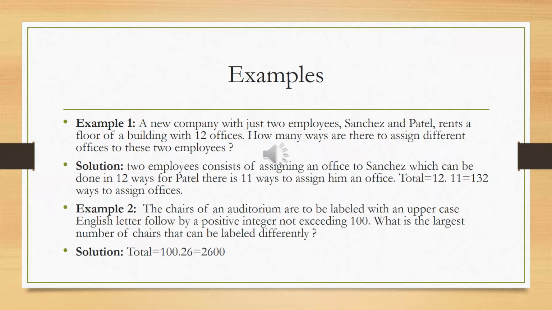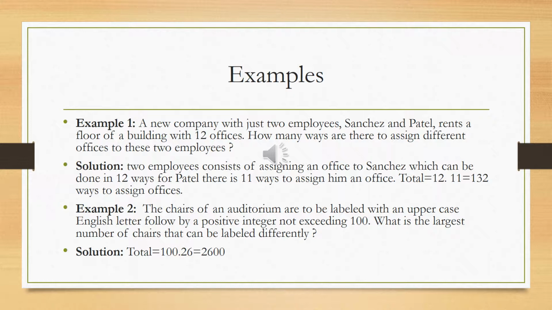Examples. Example 1. A new company with just 2 employees, Sanchez and Patel, rents a floor of a building with 12 offices. How many ways are there to assign different offices to these 2 employees? Solution. Assigning offices to the 2 employees consists of assigning an office to Sanchez, which can be done in 12 ways. For Patel, there are 11 ways to assign him an office. The total is 12 times 11, which is 132 ways to assign offices.